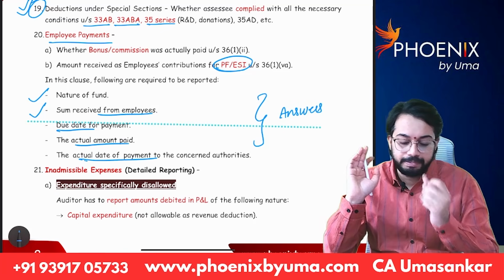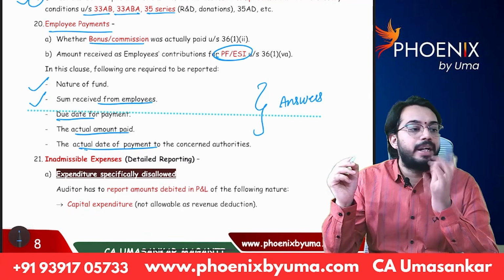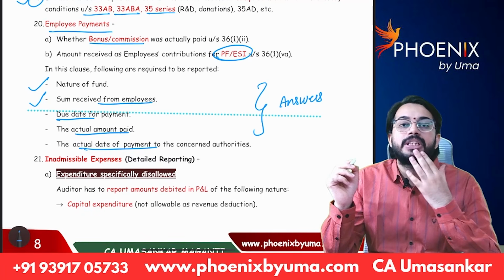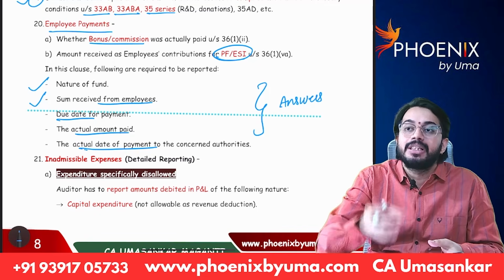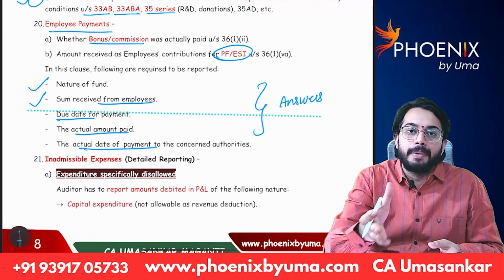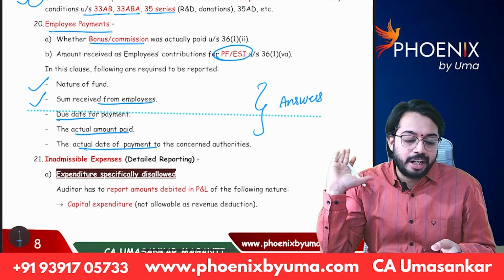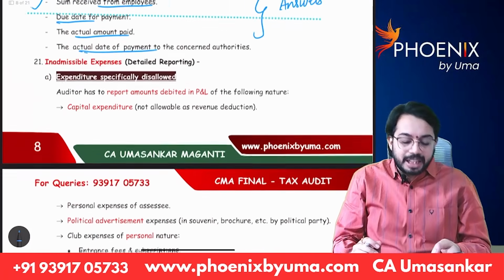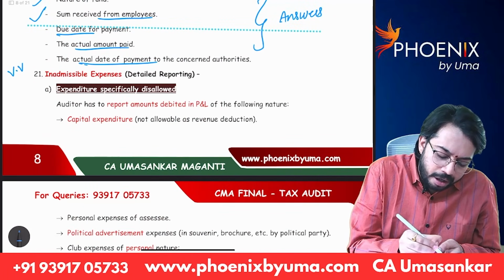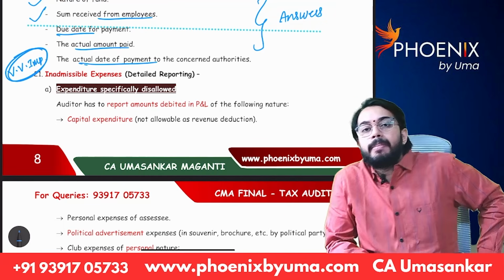Okay. And bonus or commission: if any bonus or commission is paid to an employee, such bonus or commission is allowed on cash basis. Whether bonus is really paid to employees, whether commission is really paid to employees, that is required to be written as an answer by the tax auditor in clause number 20. Okay. Clause number 21, very important. Write down, important. You need to remember clause 21.